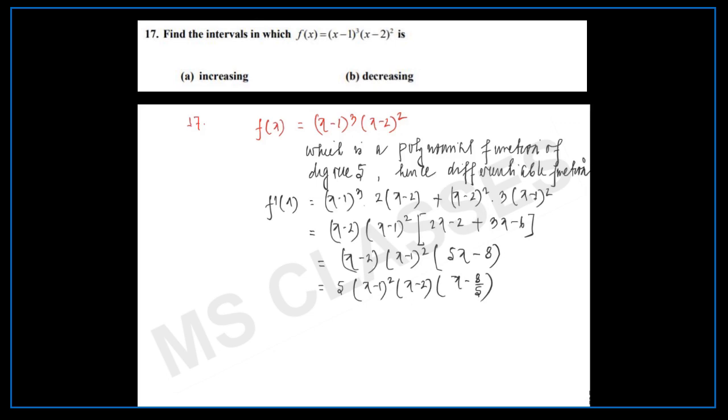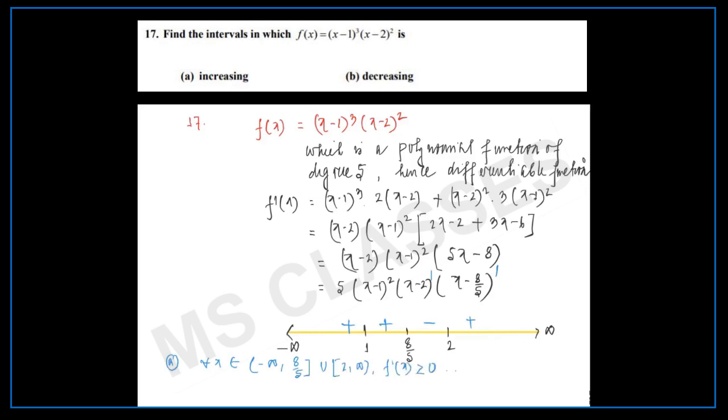Now we take a number line. Minus infinity, plus infinity. It is 1, it is 8 by 5, and it's 2. Now the sign changes. Now where it is increasing, we can say for all x belongs to minus infinity comma 8 by 5 union 2 to infinity, f dash x is greater than or equal to 0.